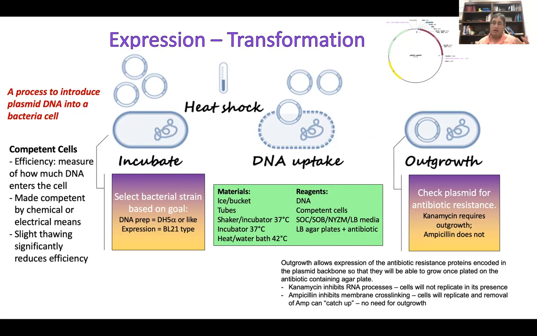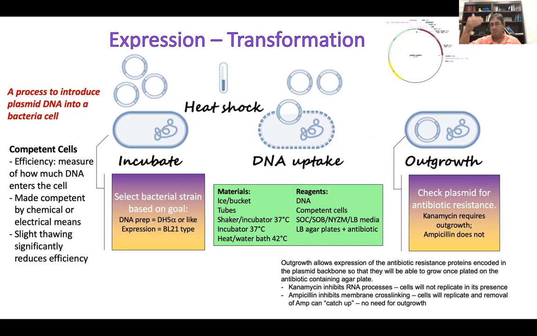So kanamycin and ampicillin are 2 common antibiotics that are used. They work through very different pathways. Kanamycin blocks the RNA processes. And so that requires an outgrowth. So what is an outgrowth?